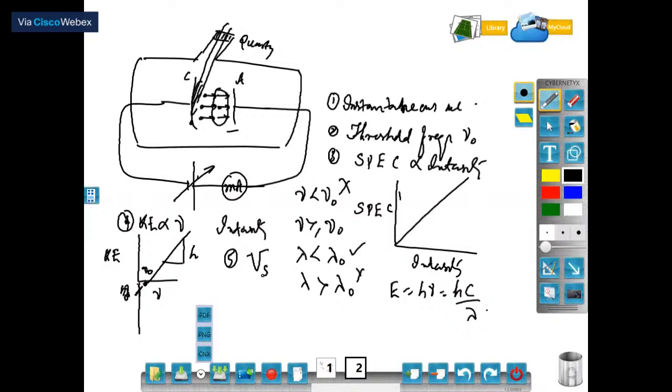Of course, the kinetic energy, half m v square, is equal to the charge times the potential applied. That is, half m v square max is equal to e Vs. You can make use of this relation anytime.